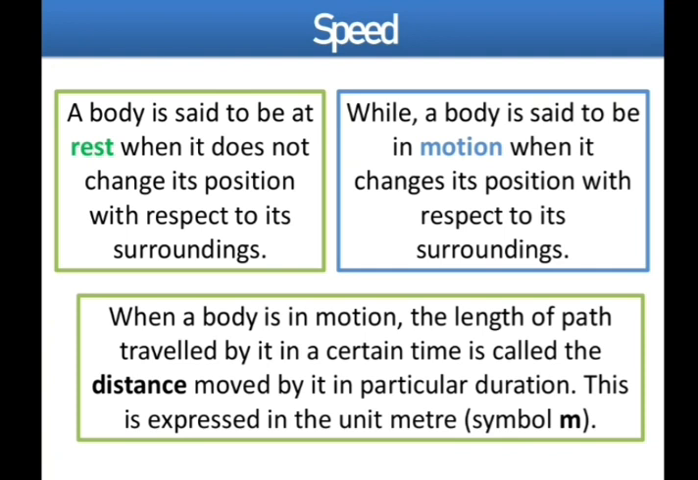A body is said to be at rest when it does not change its position with respect to its surroundings, and when the body is changing its position with respect to its surroundings, we say that the body is in motion. When a body is in motion, the length of the path traveled by it in a certain time is called the distance.